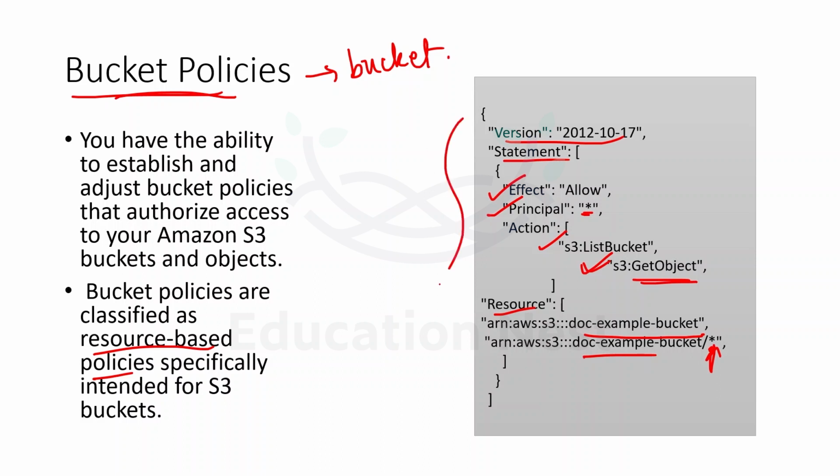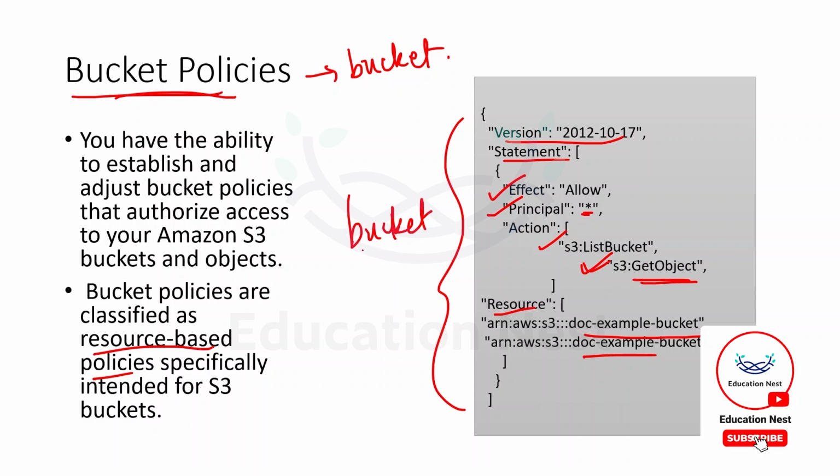So if you attach this policy to a bucket, while creating the bucket you can assign the policy, or even after creating the bucket you can edit the policy and assign this. If this policy is attached to the bucket, then it becomes public access. Anyone and everyone can list the objects and get the objects from the document example bucket. So this is about the bucket policy.